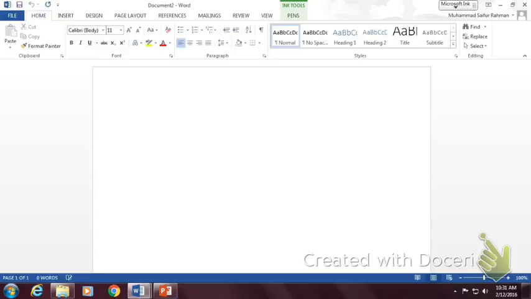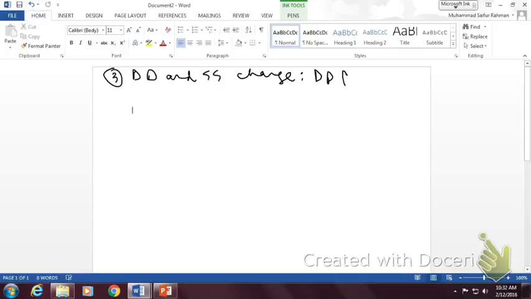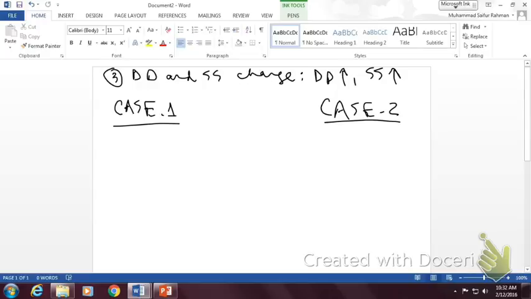Let's now think about case 3, where both demand and supply change. And for the sake of simplicity, we are going to assume both demand and supply increase at the same time. Okay? Both demand and supply increase. How does it affect the market equilibrium? I'm going to look at case 1, and I'm going to look at case 2, and I'm going to distinguish how different they are.